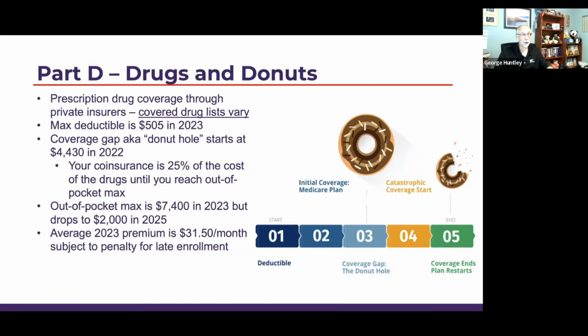But you're still at 25%, which is going to be typically higher than the copay you were paying before. The max is $7,400 in 2023 for that out-of-pocket for drugs alone. But the good news is the Inflation Reduction Act that was just passed will drop that to $2,000 in 2025. So that's really good news for seniors, but it's not in 2023, it's not in 2024. So you've got to get through 2 more years before that comes in to help you.